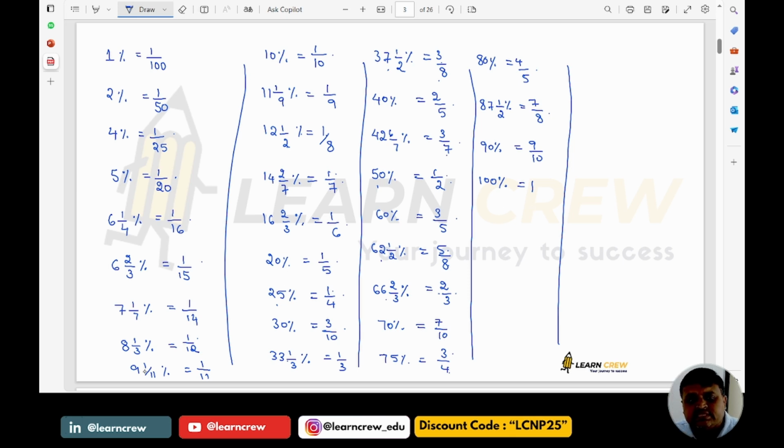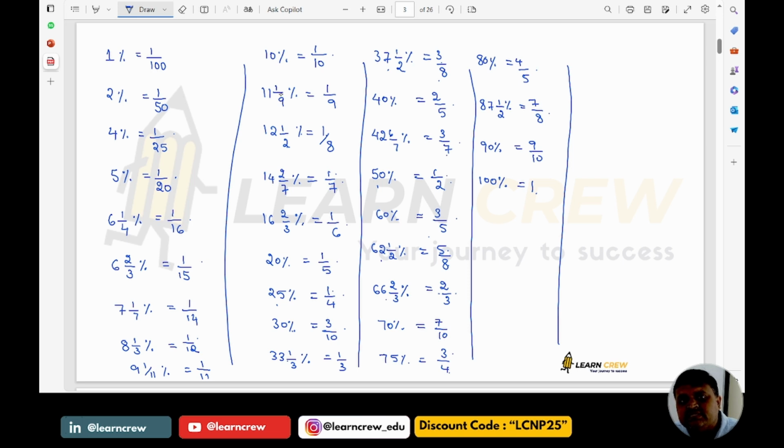So next, 9 1 by 11 percentage is 1 by 11. And then 10 percentage is 1 by 10. Its double 20 percentage is 2 by 10, 1 by 5. Its triple 30 percentage is 3 by 10. 10 percentage 4 times is 4 by 10, which is 2 by 5. 5 times is 5 by 10, 1 by 2. 6 times is 6 by 10, 3 by 5. 7 times is 7 by 10. 8 times is 8 by 10. 9 times is 9 by 10. 10 times is 10 by 10, which is 1.